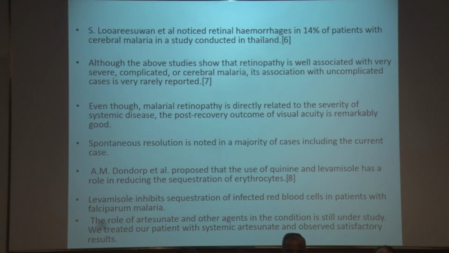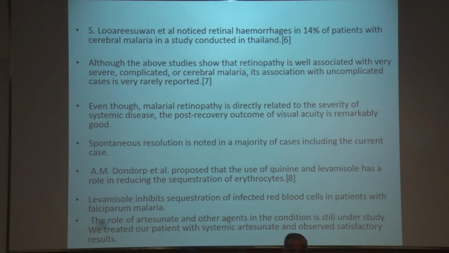Lorenzen et al. noticed retinal hemorrhages in 14% of patients with cerebral malaria in a study conducted in Thailand. Although the above studies show that retinopathy is well associated with very severe, complicated or cerebral malaria, its association with uncomplicated cases is very rarely reported. Even though malarial retinopathy is directly related to the severity of systemic disease, the post-recovery outcome of visual acuity is remarkably good. Spontaneous resolution is noted in a majority of cases, including the current case.